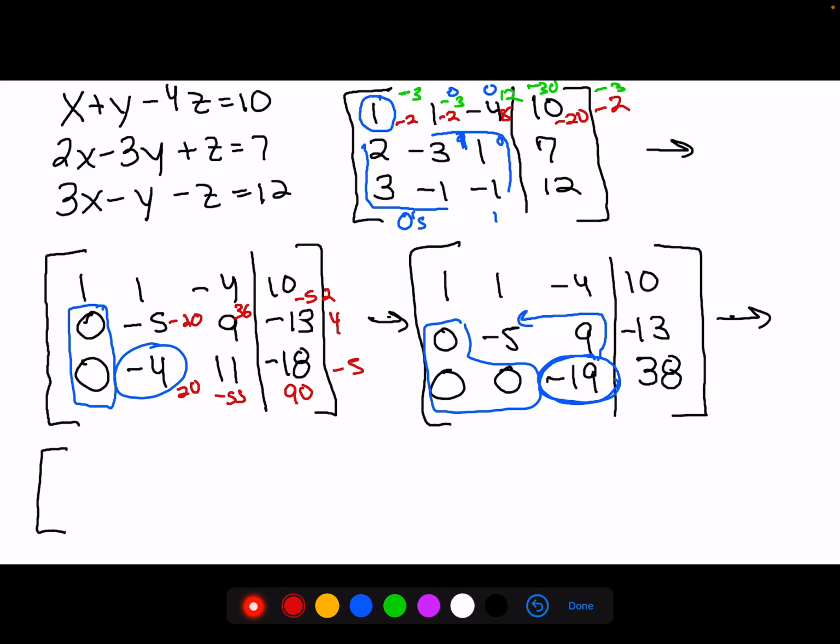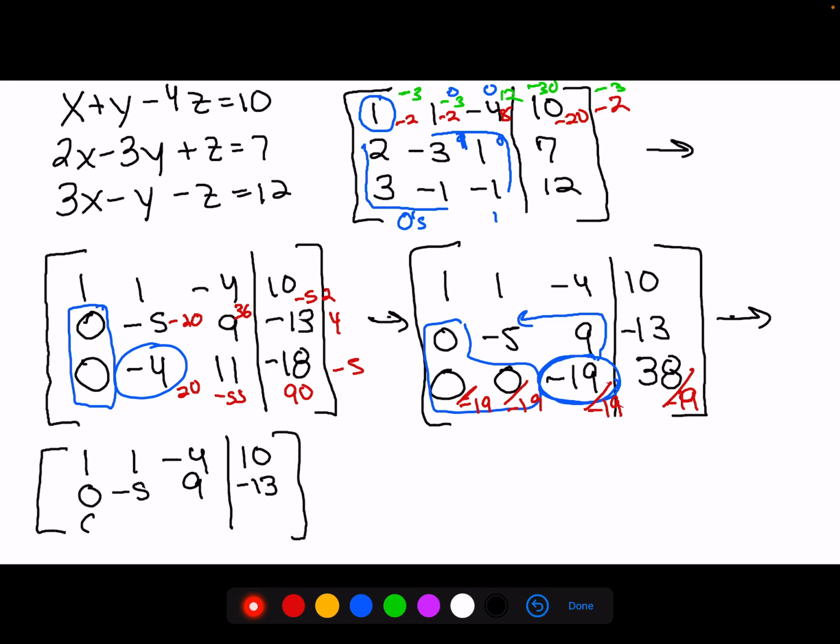So for the next one, I'm going to divide by negative 19 so I can get my 1 there. But remember, you're technically dividing the entire row by negative 19, but the zeros aren't going to change, thank goodness. That makes things a little easier. So first and second rows for now are the same. Third row is now 0, 0, 1, and negative 2. Ooh, making really good progress now.